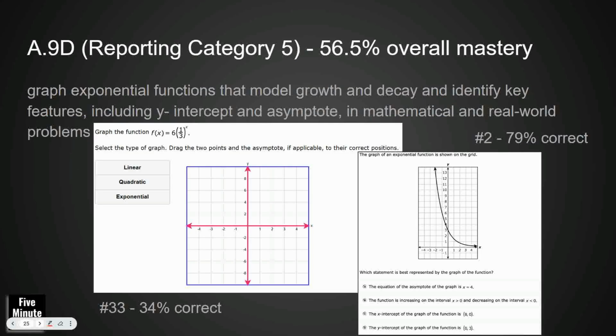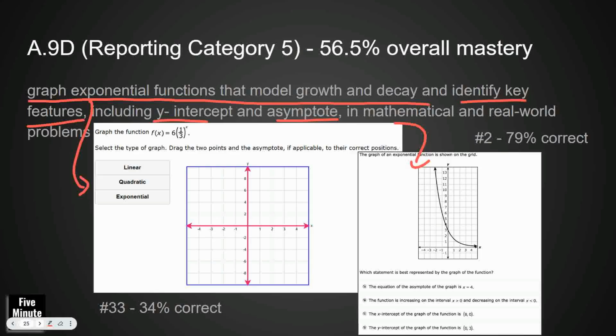Next, 8.9d, we're graphing exponential functions. Now, number 33 was the challenge. We can look at number 2 real quick. Look at that, 79% correct. That is fantastic. But we are simply identifying a key feature. This particular standard is packed, because graphing exponential functions is hard, and that's what we're doing right here. If you are identifying key features, y-intercept and asymptote, that's fairly easy. That's what we're doing on number 2.